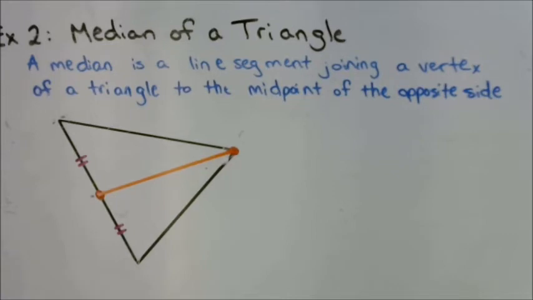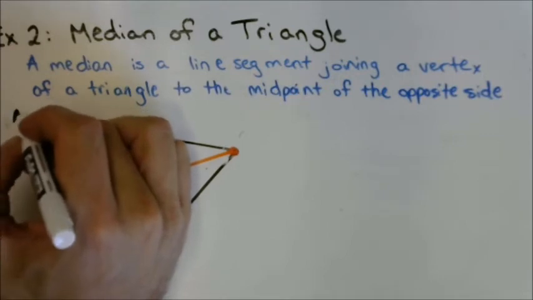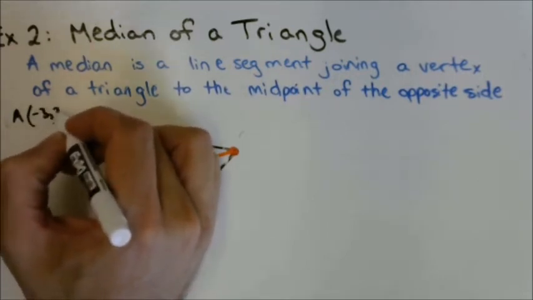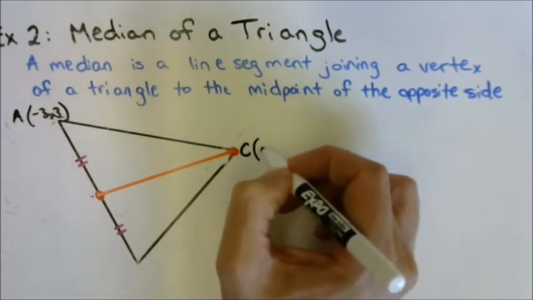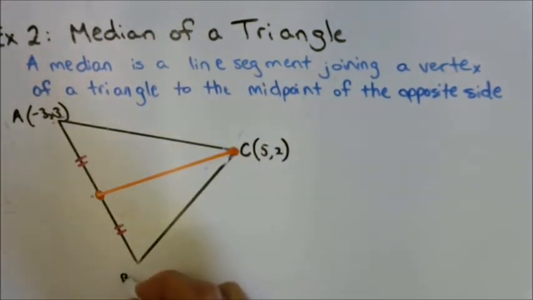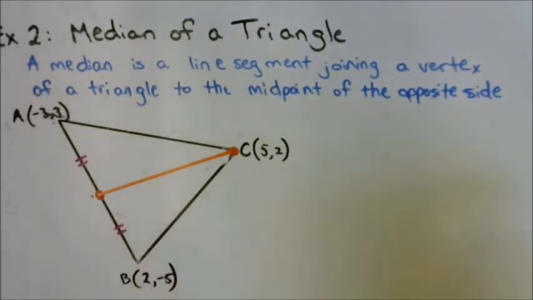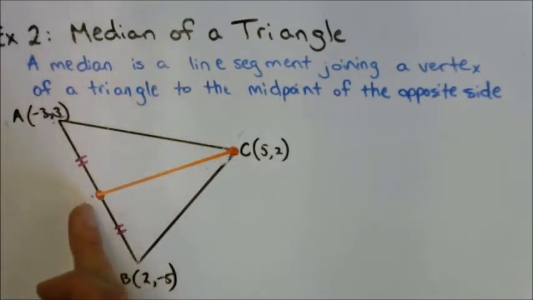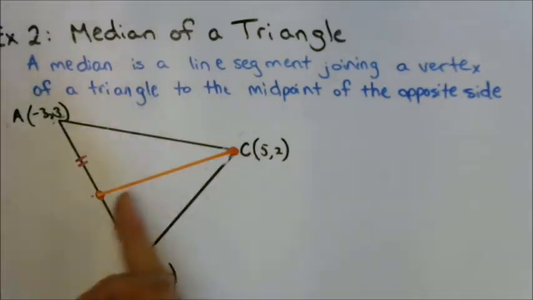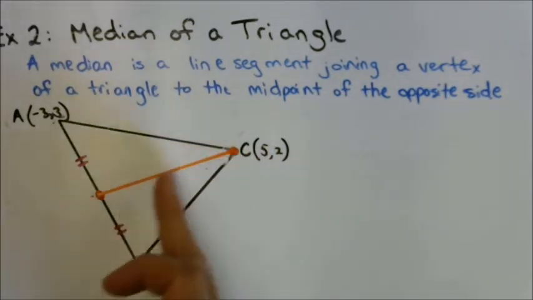Example 2 gives us a triangle ABC, and it gives us the coordinates of each of the points. We have the vertex A at -3, 3, the vertex C at 5, 2, and the vertex B at 2, -5. And my triangle looks something like your triangle. And the question asks us to find an equation for the median from vertex C. So there's only one median from vertex C. It's from this vertex to the opposite midpoint. So this is the only possible line, and our goal is to find an equation for that line.